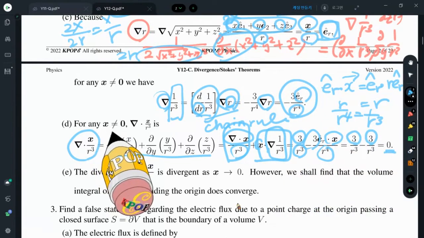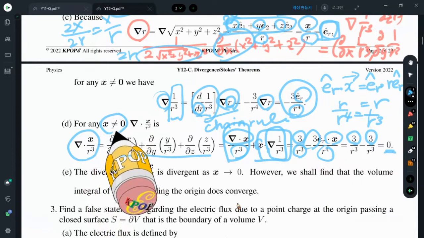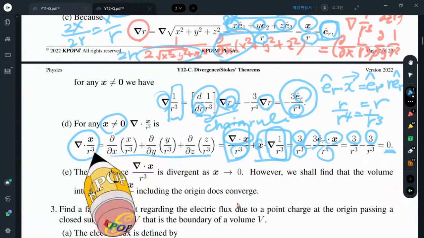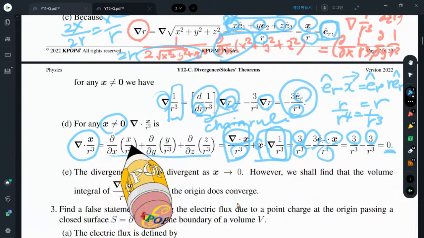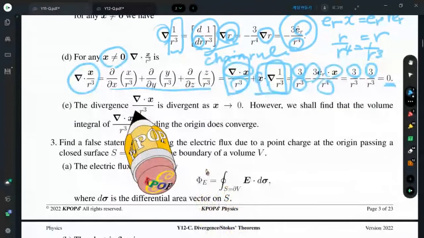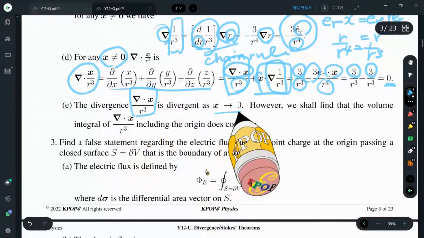Unfortunately, we are not able to do this computation at x exactly 0. Even though its limiting value is still 0, I cannot substitute 0 in the denominator, so it's quite important. We know that the divergence goes to 0.